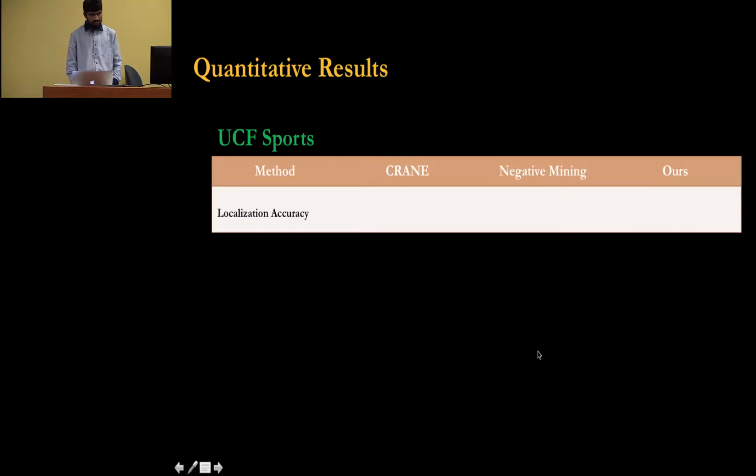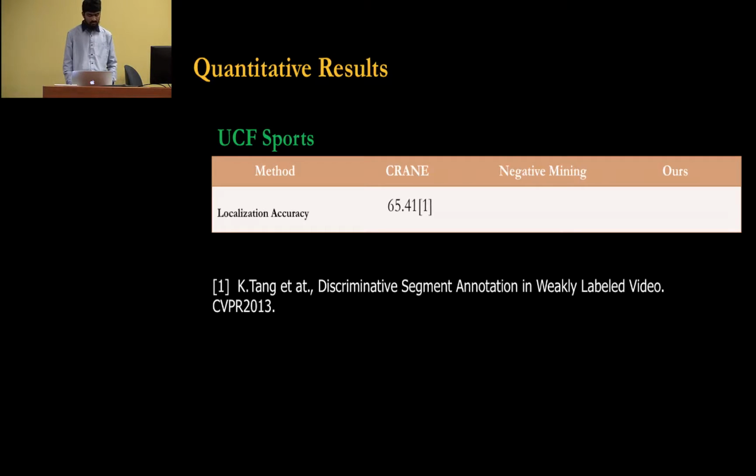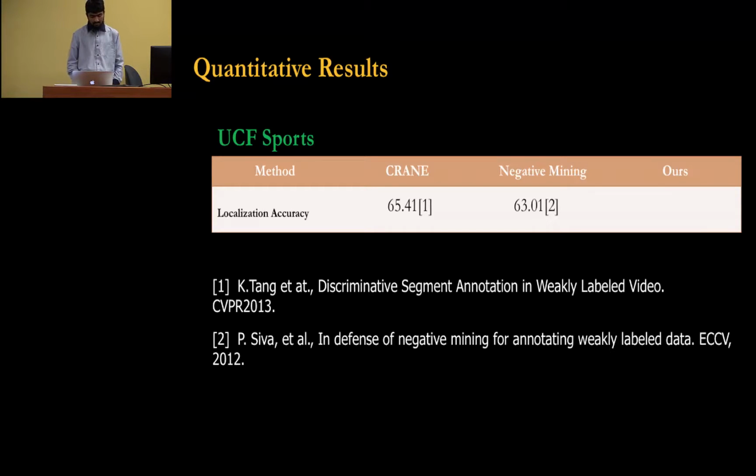So now I'm going to show you some of the quantitative results. For the UCF Sports, we compared it with two recently proposed weakly supervised localization methods. For the crane, we obtained 65% localization accuracy for UCF Sports, and we used the threshold of 20% following a lot of recent work for action localization. For negative mining, we get 63%, but our method outperformed both baselines significantly and gets 92% localization accuracy.